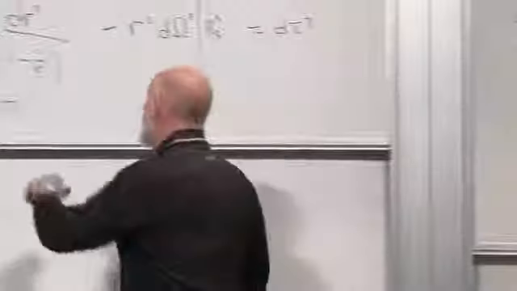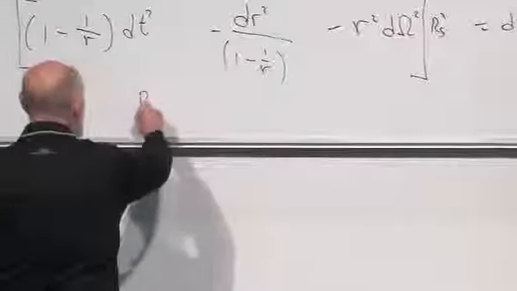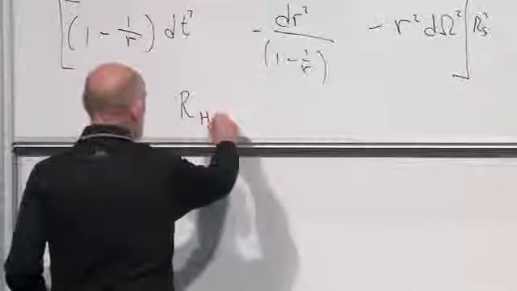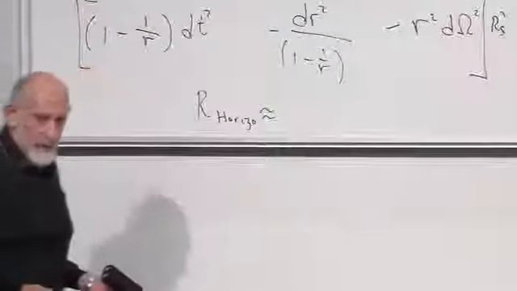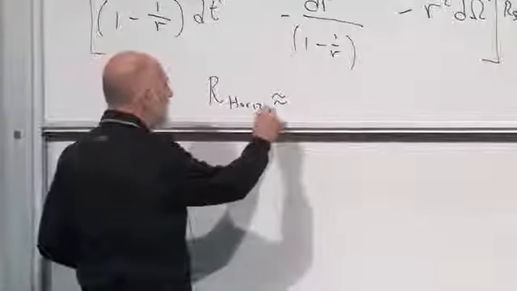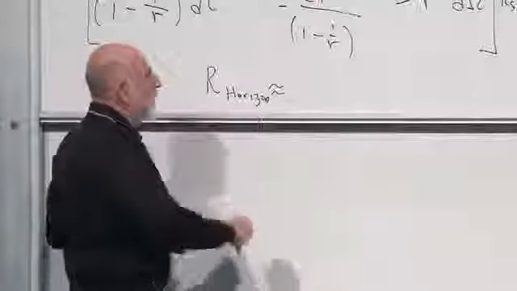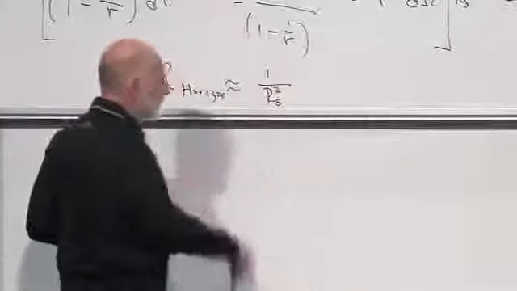So the curvature at the horizon, the numerical number in front of it is not important. The curvature at the horizon is approximately equal to 1 over the Schwarzschild radius squared.